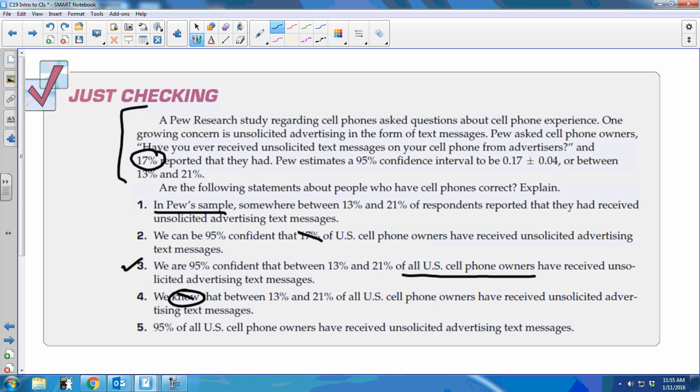On 5, 95% of all U.S. cell phone owners have received unsolicited ad text messages. That's just way wrong. That's not even close. That doesn't have anything to do with anything, right? We're 95% confident. It has nothing to do with 95% of people.